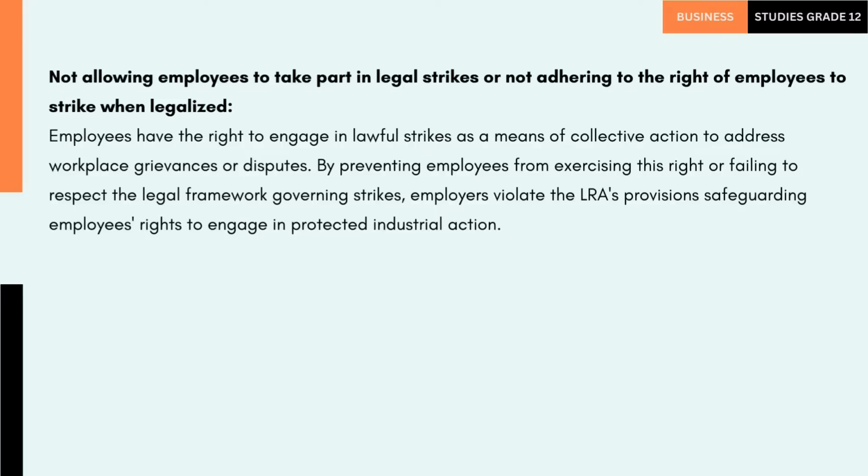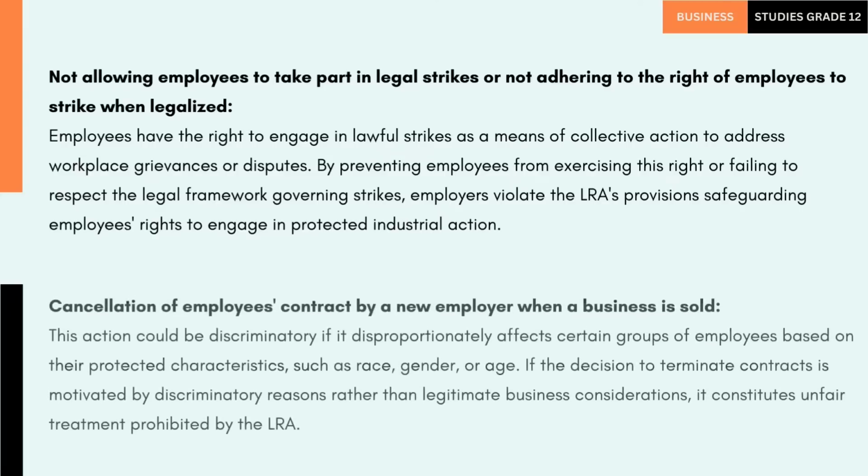4. Not allowing employees to take part in legal strikes or not adhering to the right of employees to strike when legalized. Employees have the right to engage in lawful strikes as a means of collective action to address workplace grievances or disputes. By preventing employees from exercising this right, or failing to respect the legal framework governing strikes, employers violate the LRA's provisions safeguarding employees' rights to engage in protected industrial action.